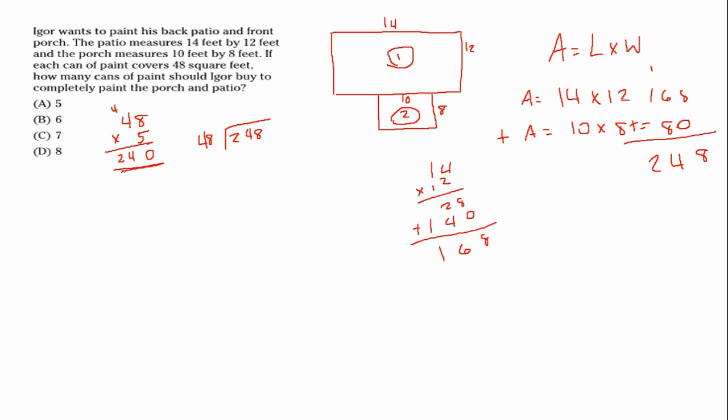Again, 5 cans of paint would only cover 240 square feet. That means we wouldn't be able to paint 8 square feet. So we're going to need at least 6 cans of paint.